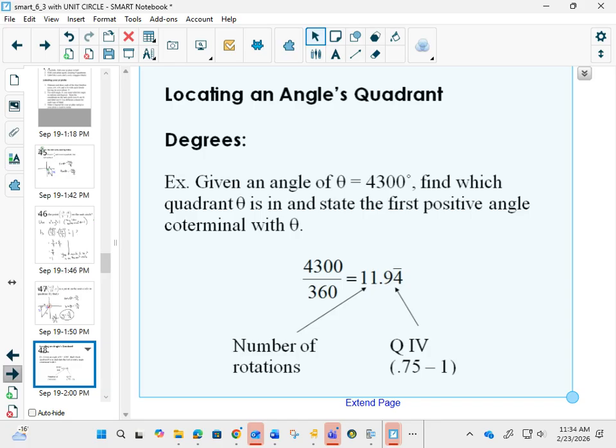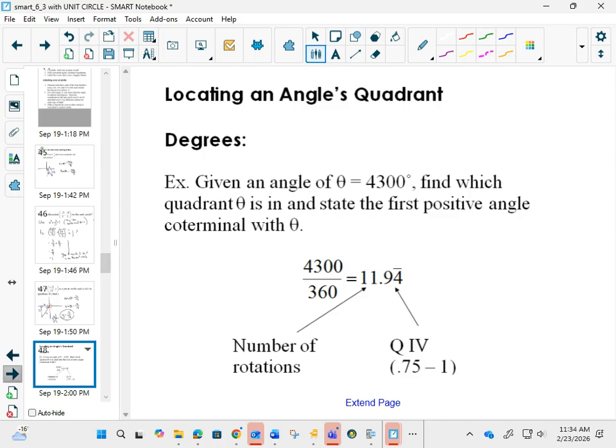If you went 11 full times and then went 0.94, does it make sense that it's going to end in quadrant 4? Quadrant 1 would be between 0 and 0.25. Quadrant 2 between 0.25 and 0.5, quadrant 3 between 0.5 and 0.75. And anything here between 0.75 and 1 as a decimal would have to be in quadrant 4. Now that's if you had a calculator.